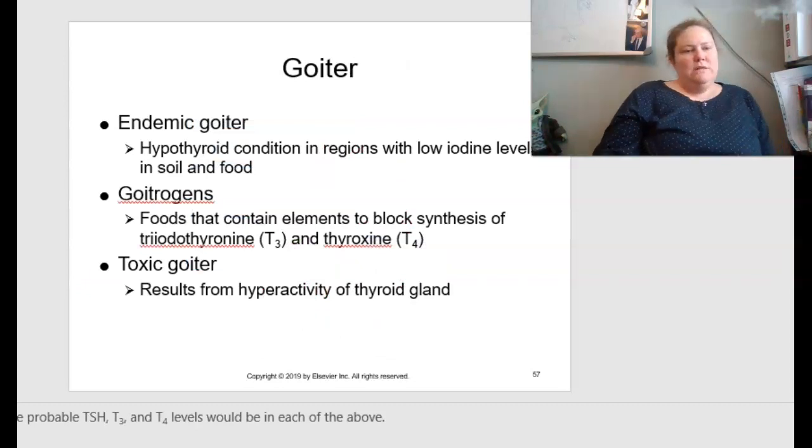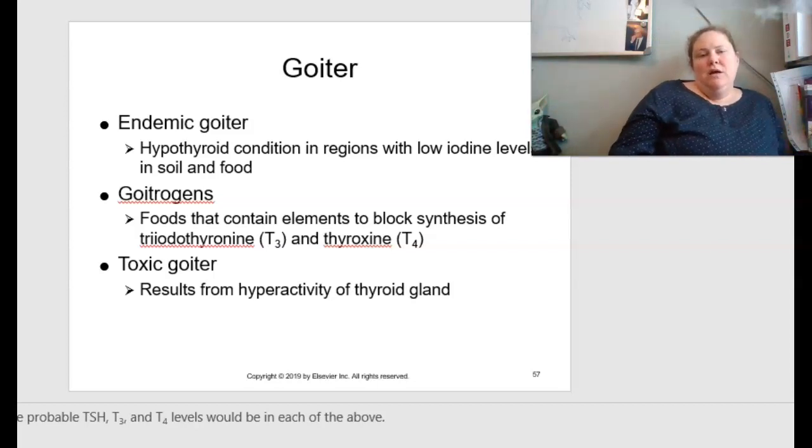So again, what is a goiter? Well, we get to see a picture of it on the next slide. You can have an endemic goiter. This is where you have a hypothyroid condition, so a low functioning thyroid, and that occurs in regions with low iodine levels. Those low iodine levels are potentially from the soil and food, right? In the States, we actually have iodized salt so that we can make sure that we get the iodine levels that we are looking for.